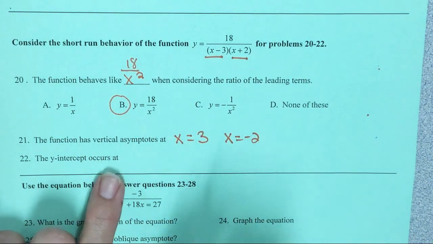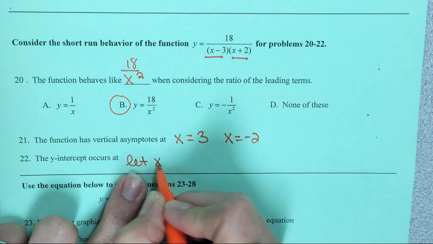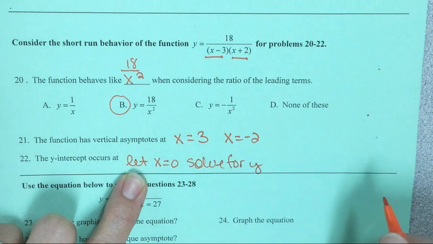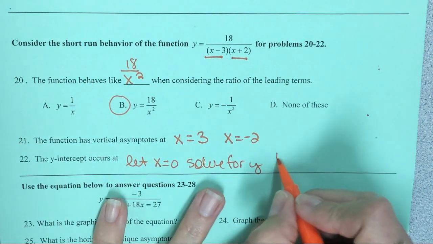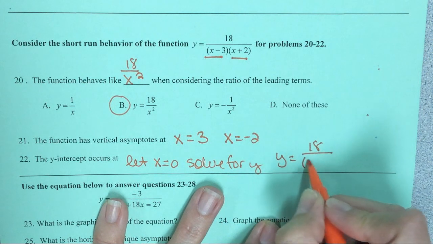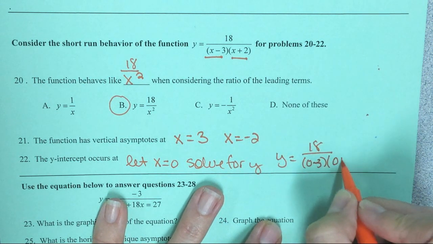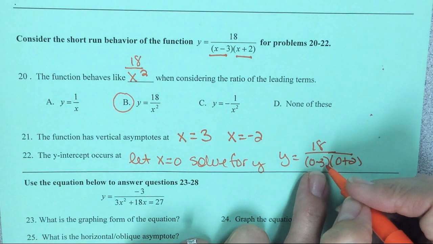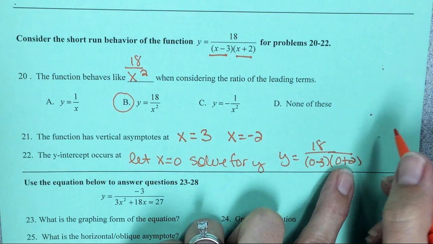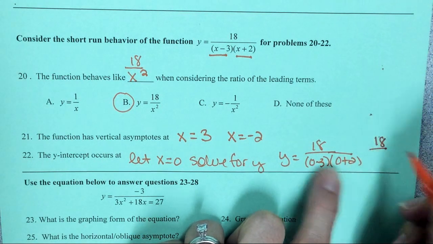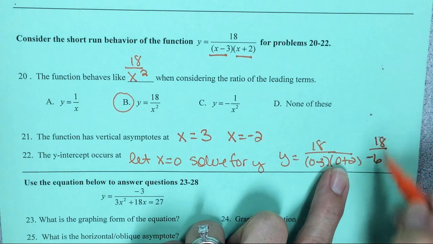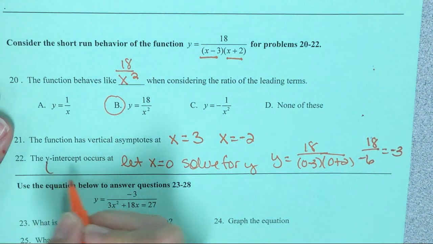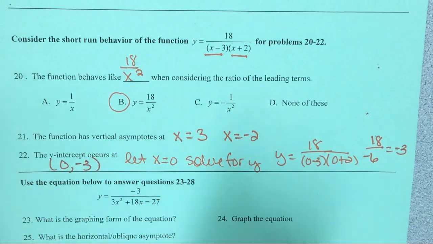They asked me to find my y-intercept. When they ask you to do this, you have to let x equal 0 and solve for y. So I'm going to come up here to this top equation. I'm going to write y equals 18 over 0 minus 3 times 0 plus 2. Everywhere there is an x, I plugged in a 0. Well, 0 minus 3 is negative 3. 0 plus 2 is 2. So we have 18 over negative 3 times 2 is negative 6. And 18 divided by negative 6 is negative 3. So my y-intercept is at 0, negative 3.